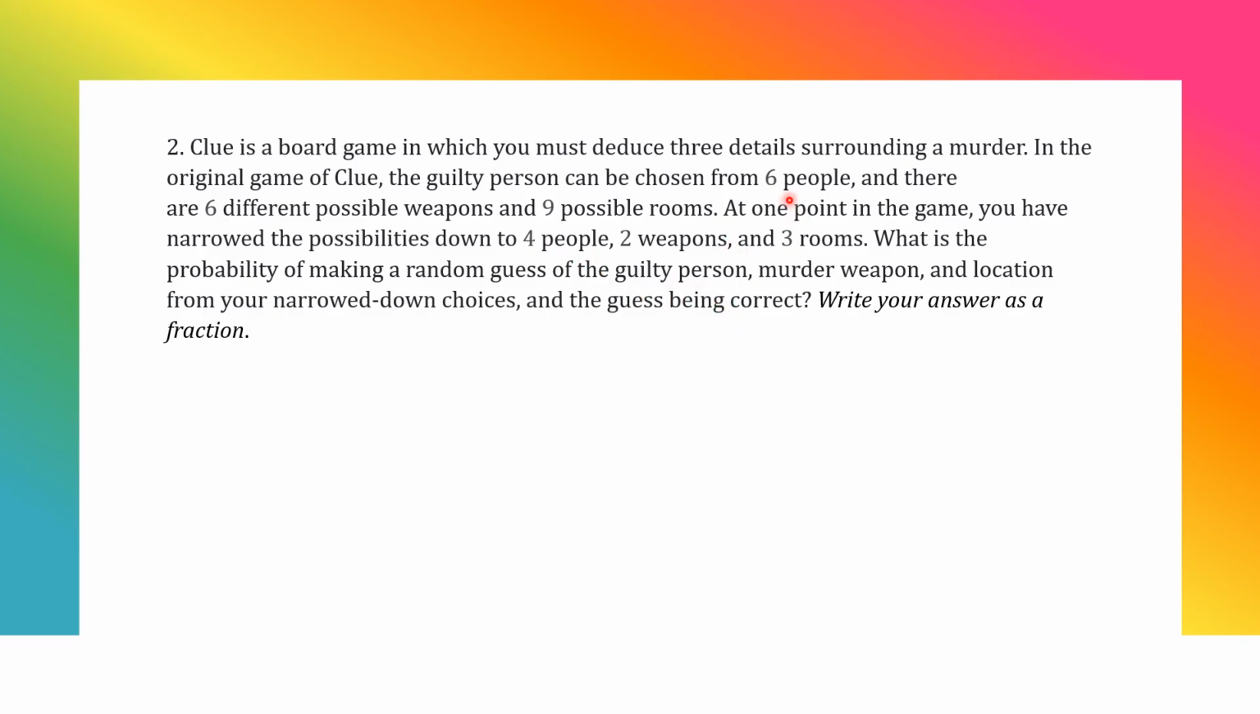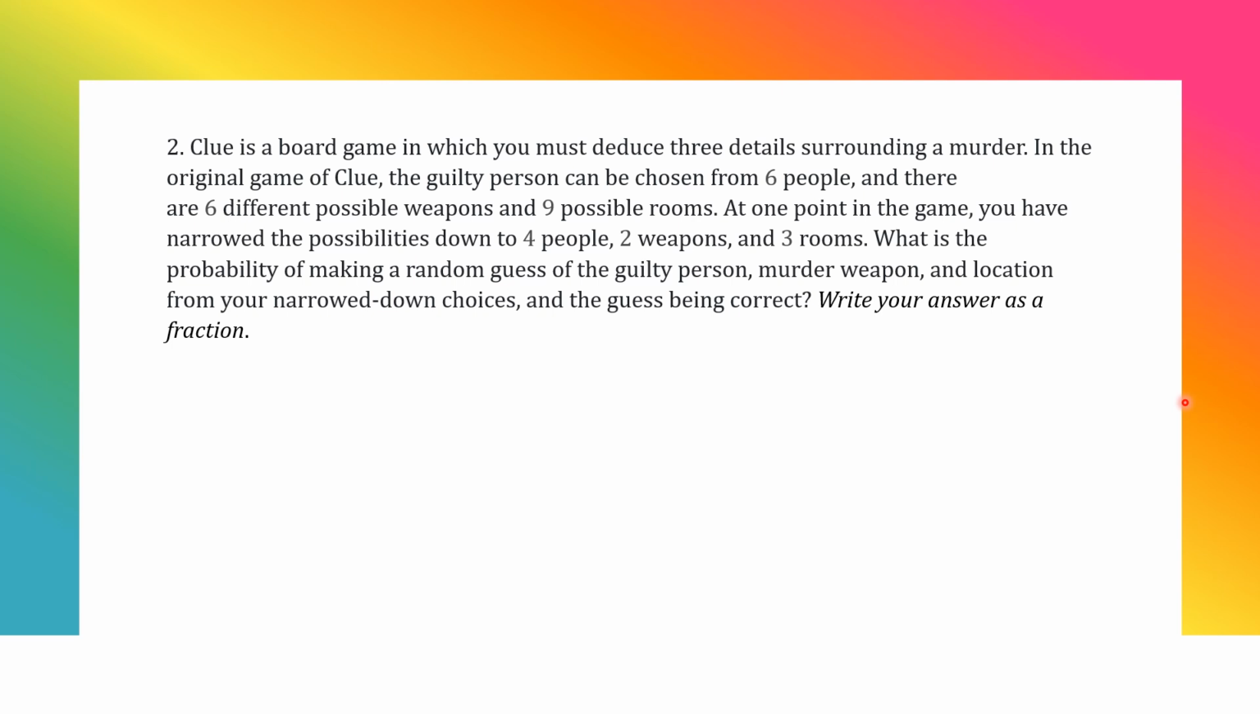So you started with 6 people, you've narrowed it down to 4 people. You started with 6 weapons, now you've narrowed it down to 2 weapons. And then you started with 9 rooms and you've narrowed it down to 3 rooms. And the question is, what is the probability of making a random guess of the guilty person, murder weapon, and location from your narrowed down choices and your guess being correct? All right, so we're supposed to write our answer as a fraction.